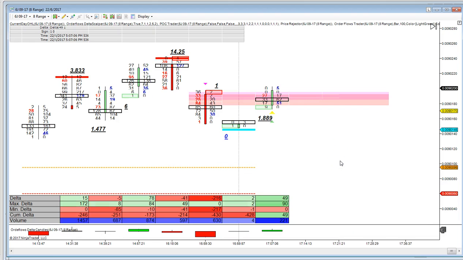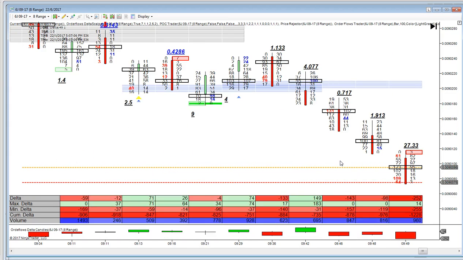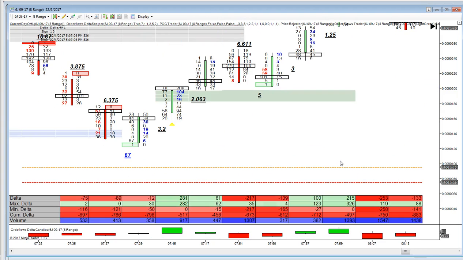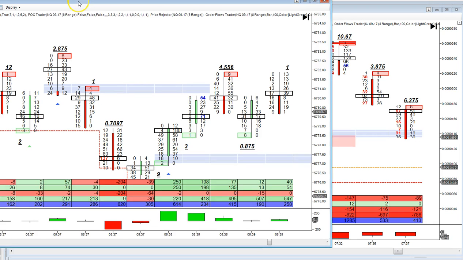Again, I'm not a fan of cumulative delta. I know people that are, and that's great, but for me personally, I just don't find much in it in my own style of trading. Everyone's got their own style of trading, but that's the issue. That's the thing that I have with cumulative delta.